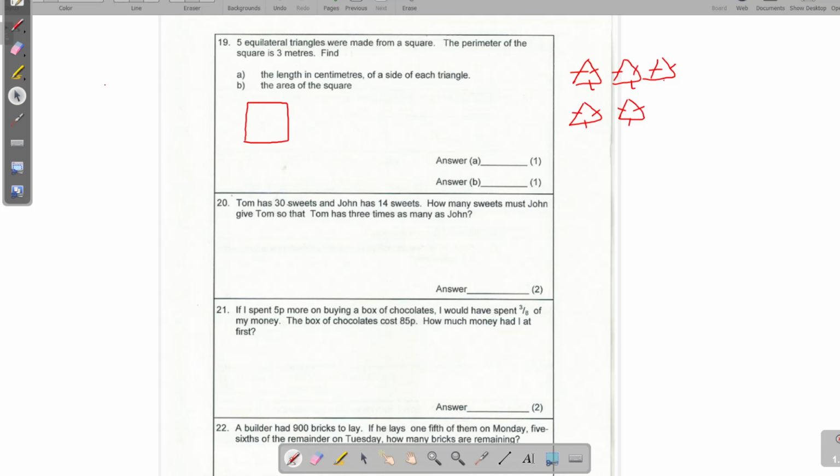So the perimeter of the square is 3 meters, let's make it into centimeters: 3 meters is 300 centimeters. In a square we know all sides are equal. So to find one side will be 300 divided by 4, which is 75. 4 will go in 7 times, remainder 2, so 4 will go into 20, 5 times. Each one is 75 centimeters each side.